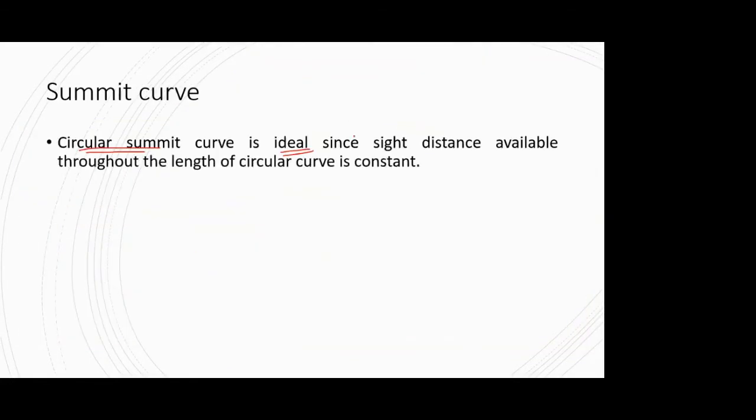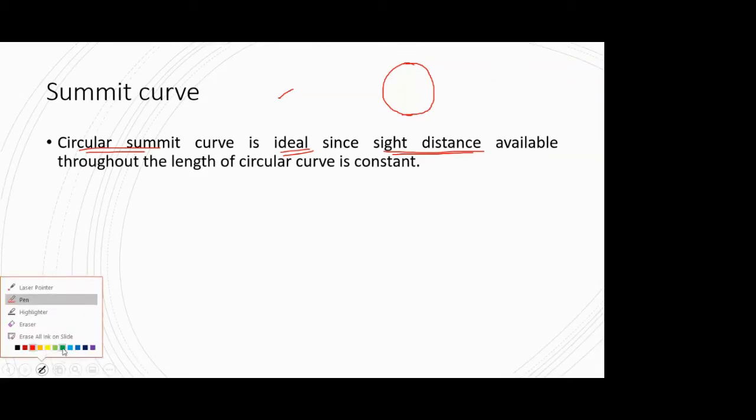For that, a circular summit curve is considered ideal because your sight distance should be available throughout the length of your circular curve. So if I consider a circle and take a part of it, this much I'll use as a summit curve. You see the radius throughout this length will be constant, because this is just an arc that I have taken out of a circle. So the radius is going to be constant.